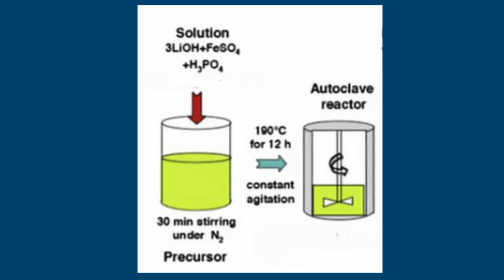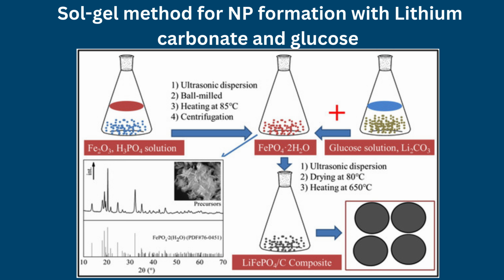The gel was transferred into a Teflon-lined stainless steel autoclave and subjected to hydrothermal treatment at 190 degrees Celsius for 5 hours. After cooling to room temperature, the product was filtered, washed with deionized water, and dried at 120 degrees Celsius for 12 hours under vacuum. For carbon coating, the dried powder was mixed with 17 weight % glucose and sintered at 700 degrees Celsius for 5 hours under nitrogen flow, using a heating rate of 5 degrees Celsius per minute.